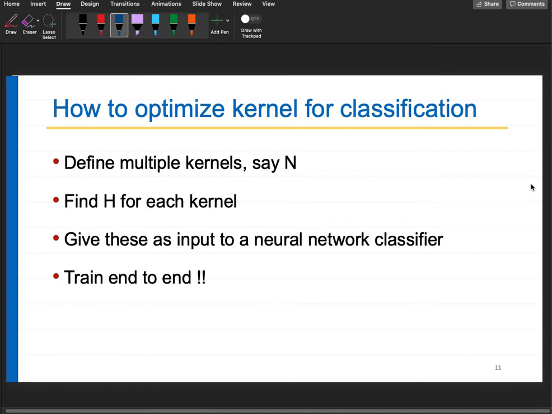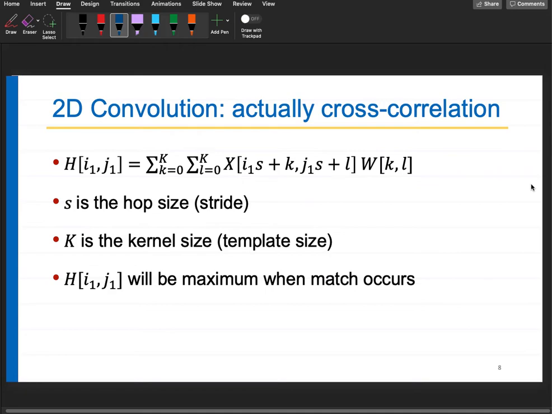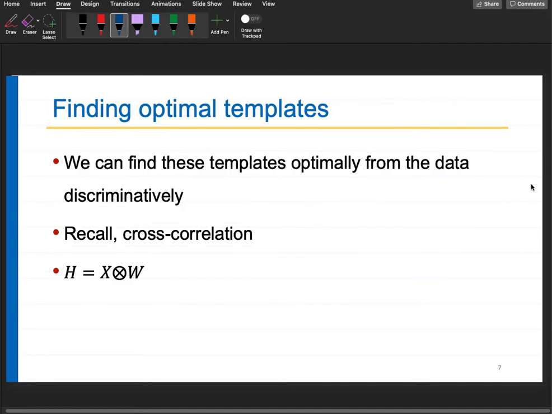Because this operation, H is equal to X convolved with W, is also differentiable, I can include it as a layer and I can optimize end to end. Basically, which means when I'm taking the derivative of my weights, I can also differentiate the objective function with respect to this W, because this is also my differentiable parameter. So I can optimize my objective function with respect to the layers of the DNN or the neural network, as well as the W's here.